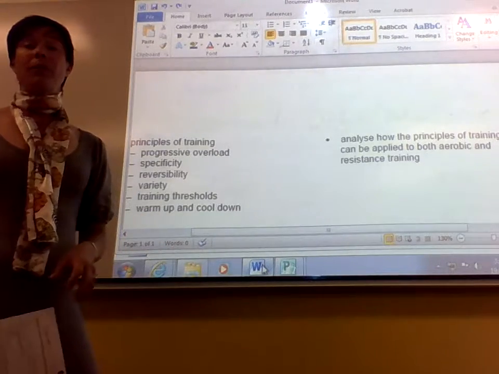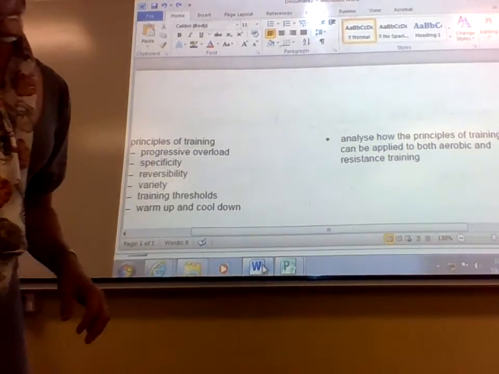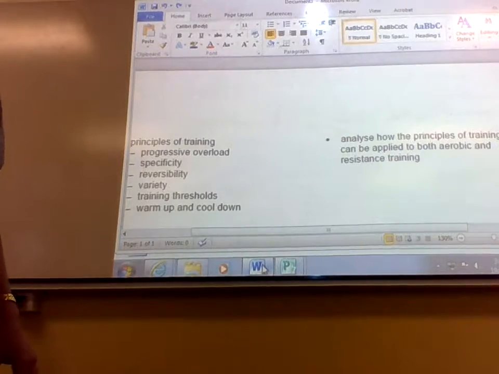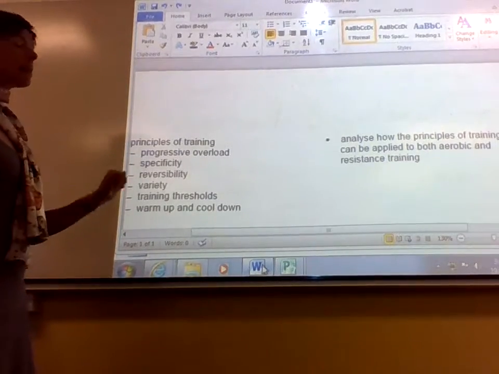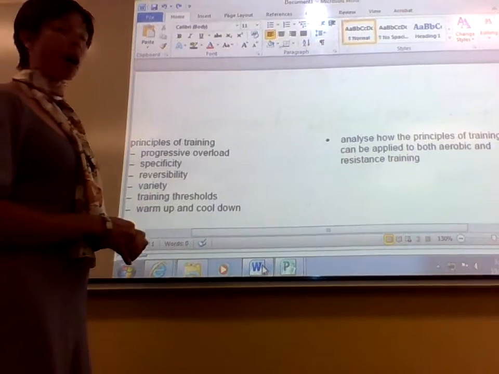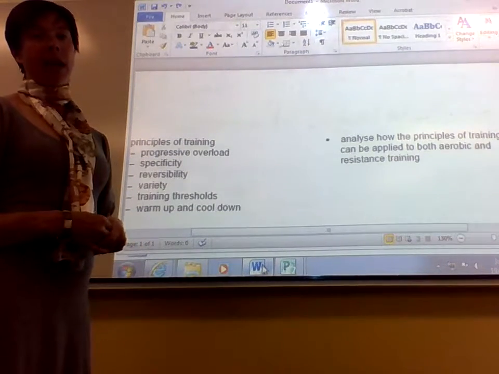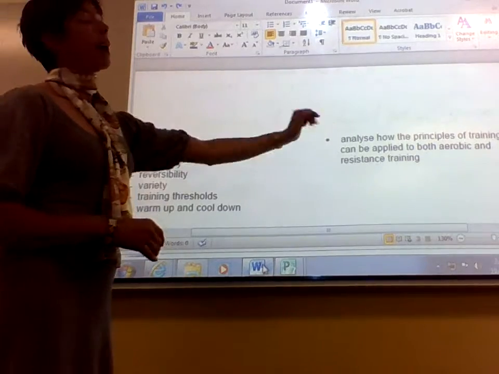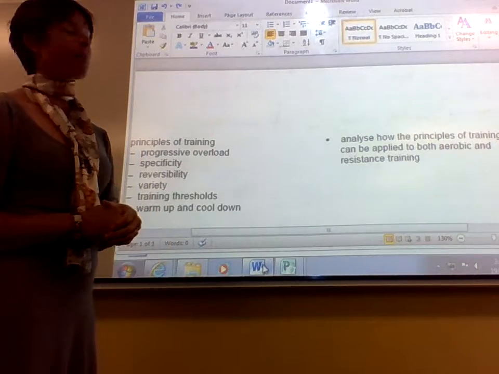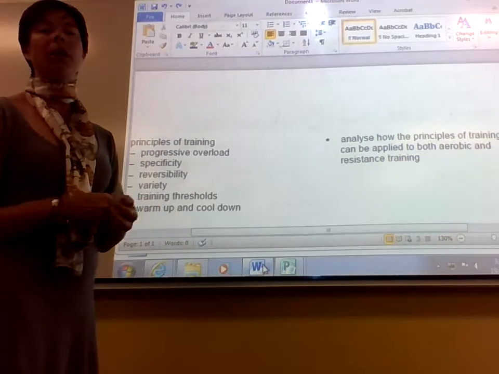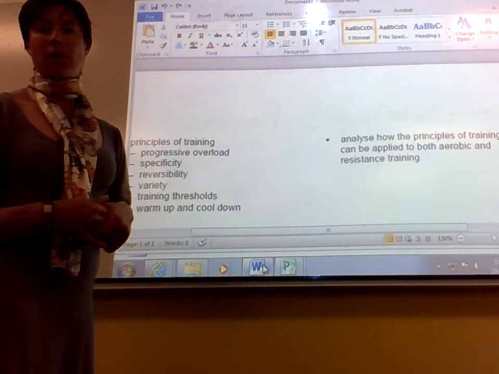So we've completed all our dot points of the syllabus. Just to recap, we've looked at progressive overload, specificity, reversibility, variety, training thresholds, warm-ups and cool-downs. And in class, we're going to go through how we can actually analyse these principles and apply them to aerobic and strength training.